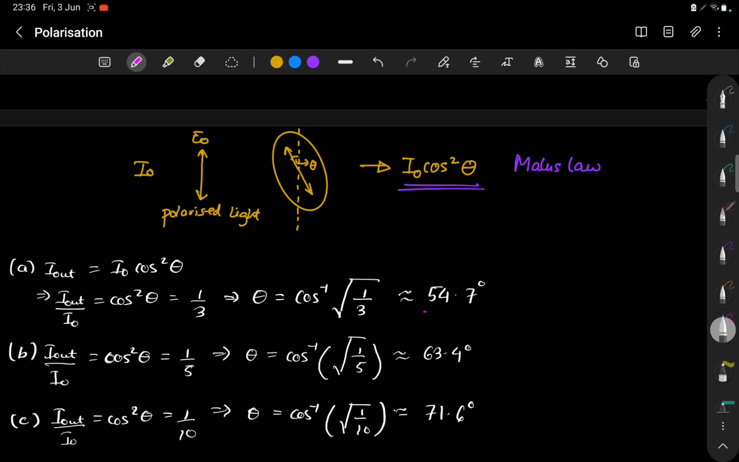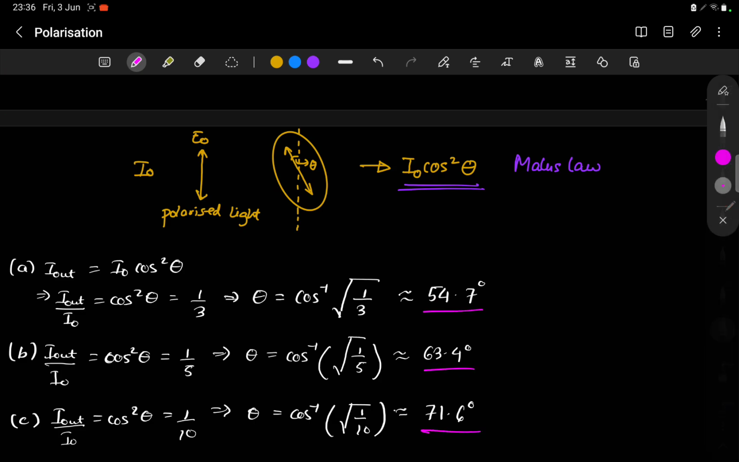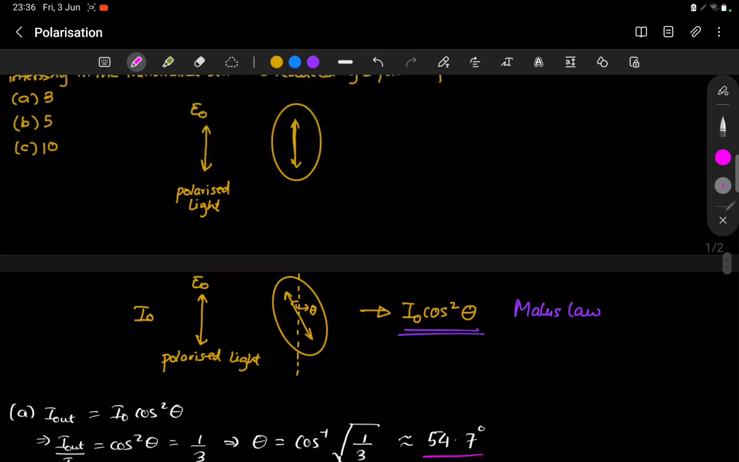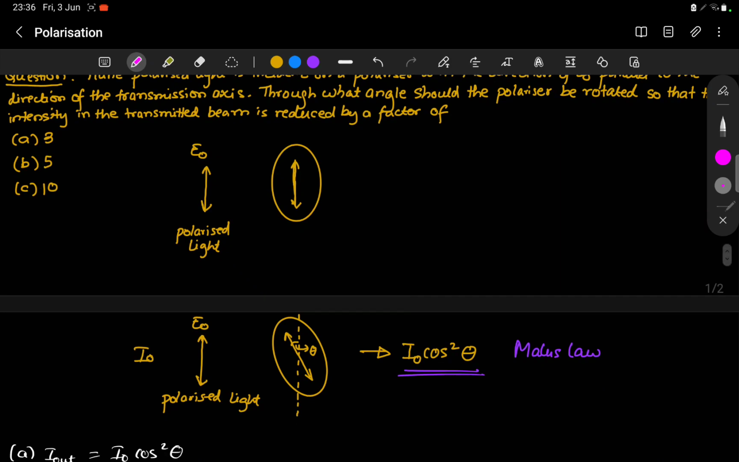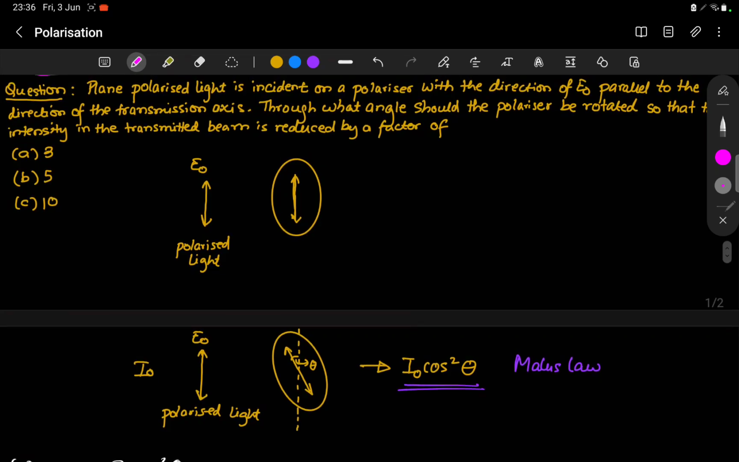So this is the solution to the problem. In this problem, we were supposed to use Malus law and find out the angle by which we should rotate the polarizer so that the output intensity is reduced by certain factors, namely 3, 5 and 10 in this case. So the takeaway from this question has been the use of Malus law.